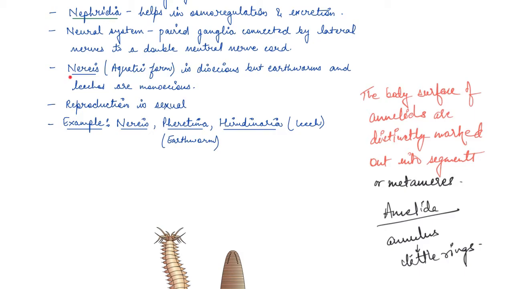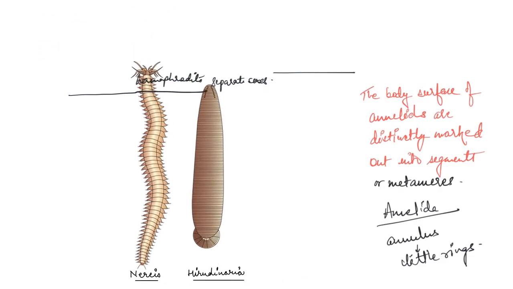Now the Nereis, which is of aquatic form, is dioecious, so basically they have separate sexes. But earthworm and leeches are monoecious, so they are basically hermaphrodite. Now the reproduction in annelids is basically sexual, and some examples are Nereis, which is again the aquatic form, Pheretima, which is earthworm, and Hirudinaria, that is leech. So let's see some structures or some diagrams.